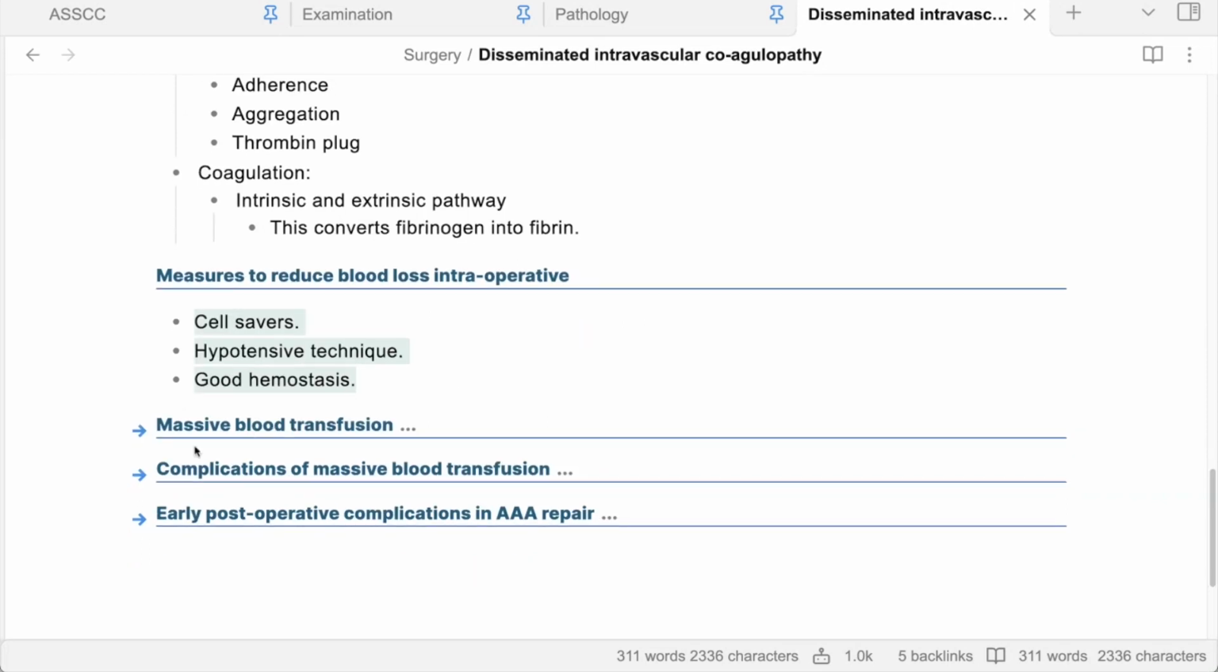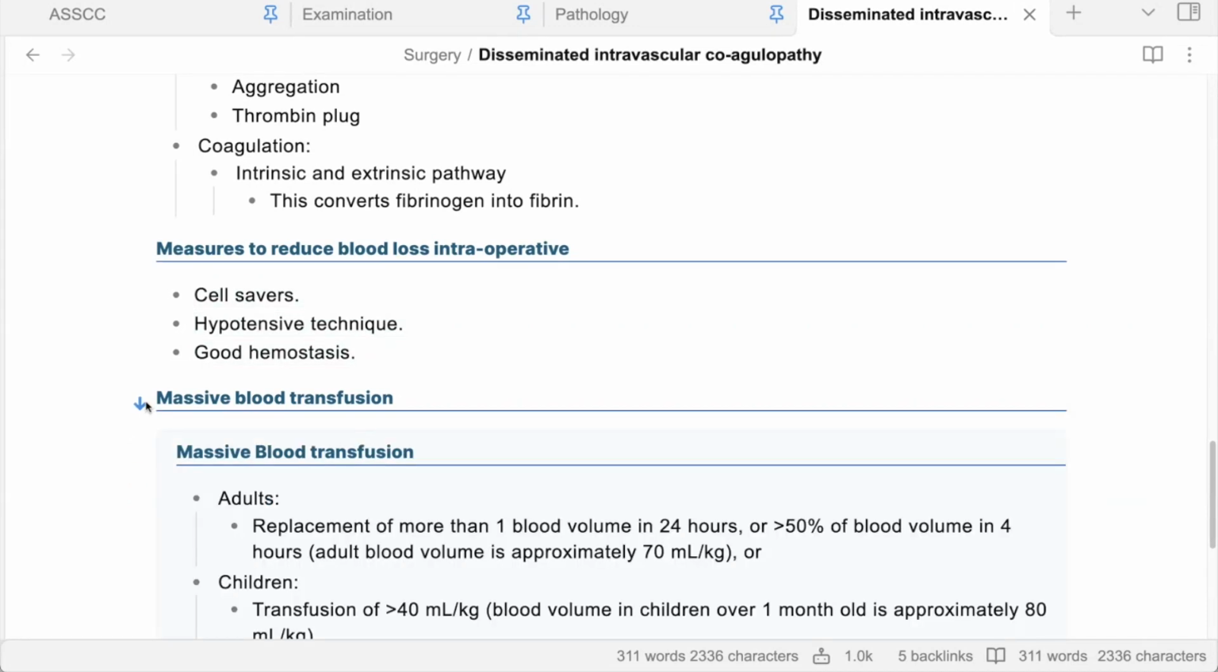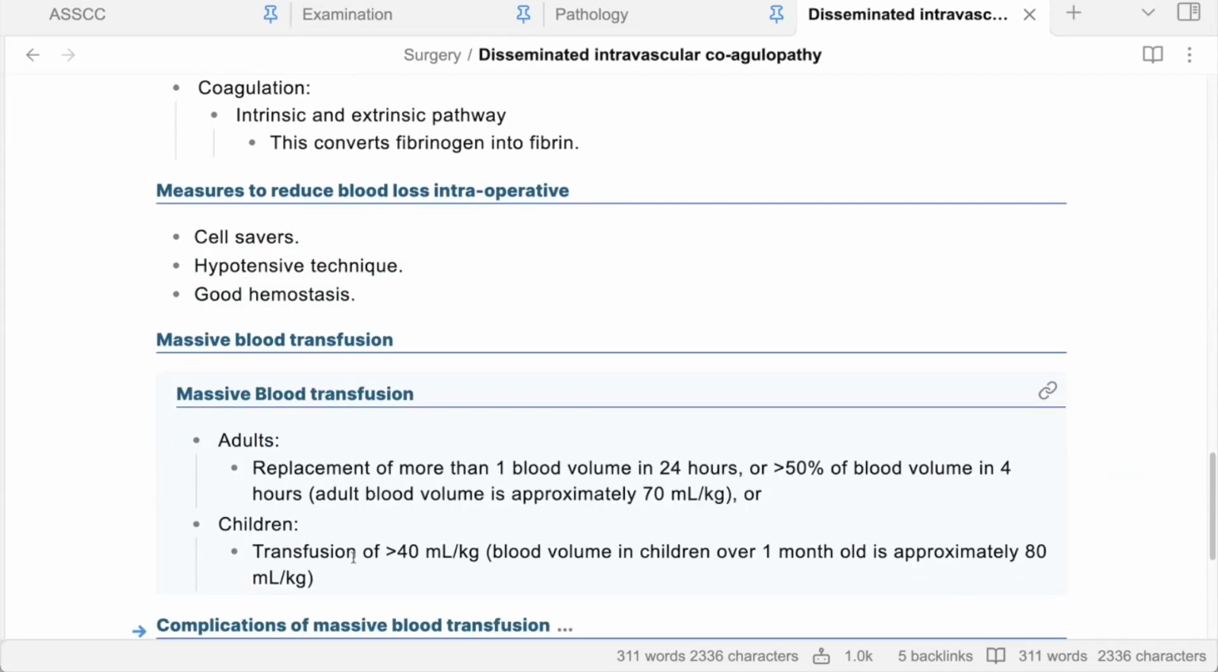Okay. Can you define what is massive blood transfusion? Massive blood transfusion is 1 whole volume of blood in 24 hours, or 50% of the volume in 4 hours, or in cases of children, I think it is 40 ml per kg blood transfusion. Okay. So we do have an adult, like you said, divided into adult and children. And you said it very correctly.